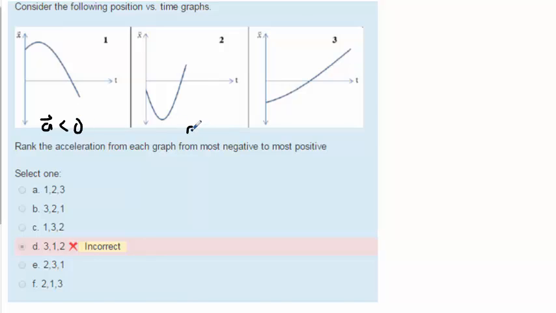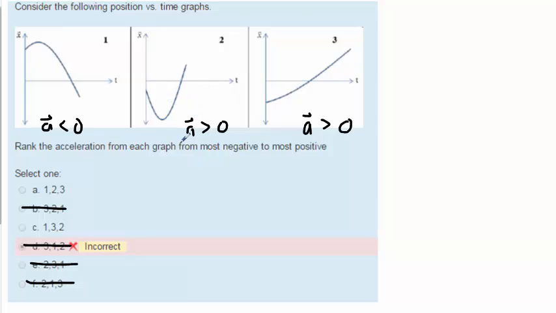For 2, the acceleration is positive because it opens up. And 3, the acceleration is positive because it opens up. So we automatically know 1 would come first in our ranking because 1 is the only one that is negative. It's most negative to most positive, so we can go ahead and eliminate these.